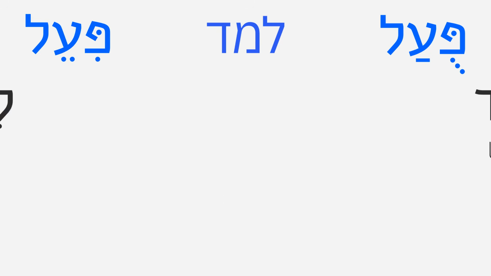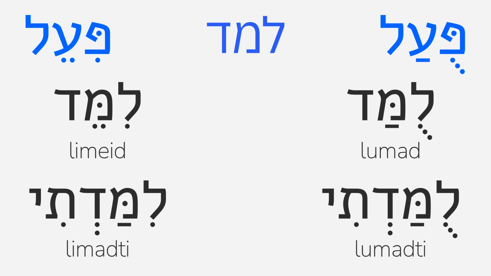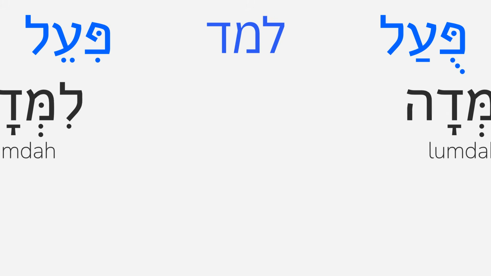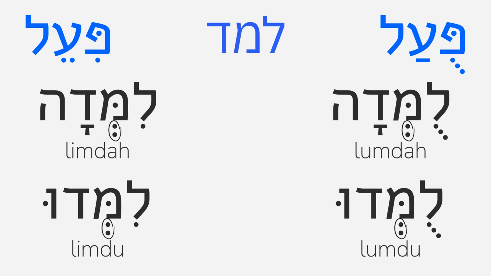Comparing all this to the PL past tense of the same root, we can see that while the PL changes its sere in the hu form, limed, he taught, to a patach in many other forms, like limadti, I taught, the Pual makes no vowel change at all here. Both binyanim will change the vowel on their second root letter to a shva in the forms limda and limdu, she and they taught, and lumda and lumdu, she and they were taught.